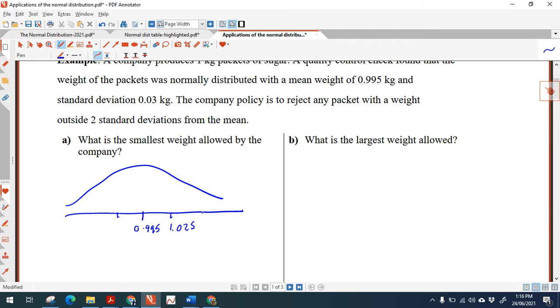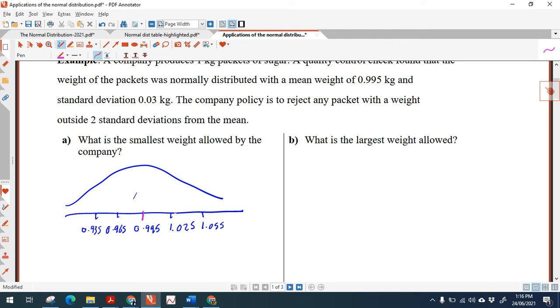And now, obviously not to scale, but the next one will be 1.055. Now below the mean, I'm going to subtract 0.03, that's 0.965. And then subtract 0.03 again, you're going to get 0.935. Okay, so let's keep that picture in mind. Right, again, it's not necessary to draw this in, but that is your average.